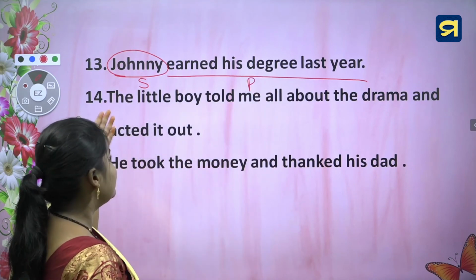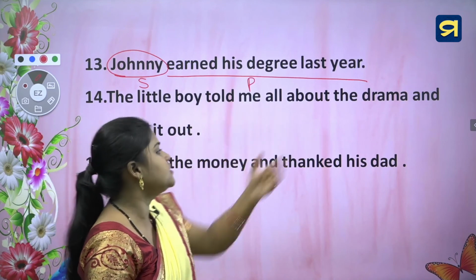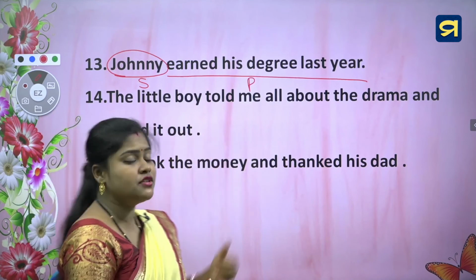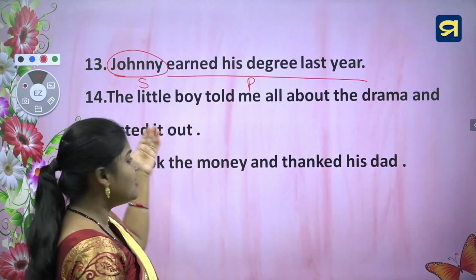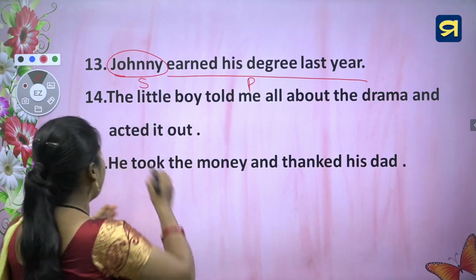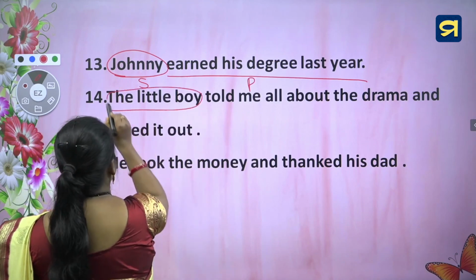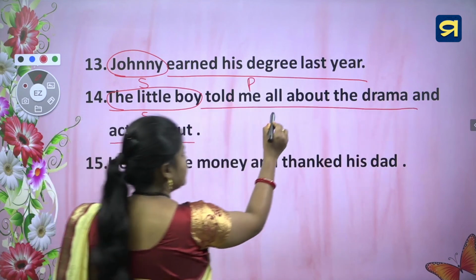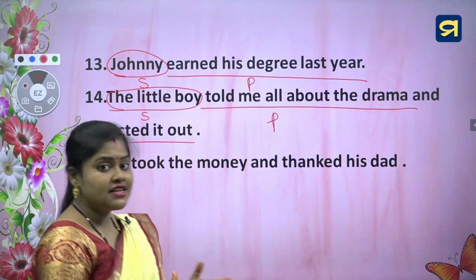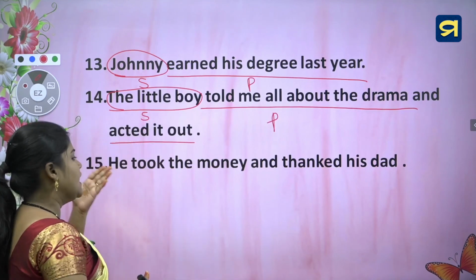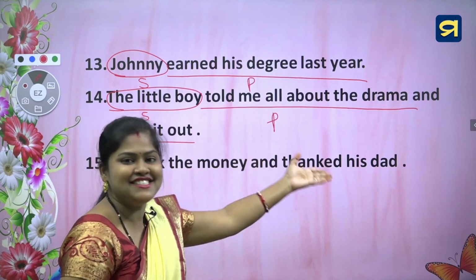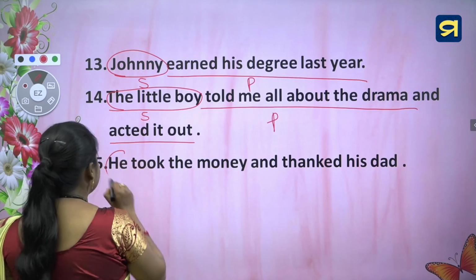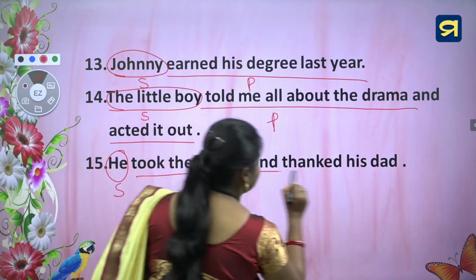Next question. The little boy told me all about the drama and acted it out. Okay, so who told me all about the drama and acted it out? The little boy. Okay, so the little boy is the subject, and the rest part told me all about the drama and acted it out is the predicate. Okay, so the last question of our activity is he took the money and thanked his dad. Okay, so here who took the money and thanked his dad? He. So he is the subject and took the money and thanked his dad is the predicate.